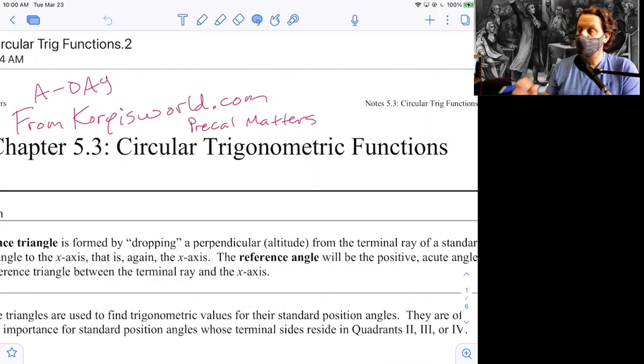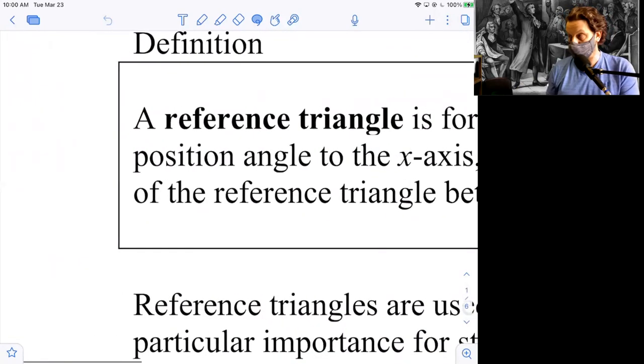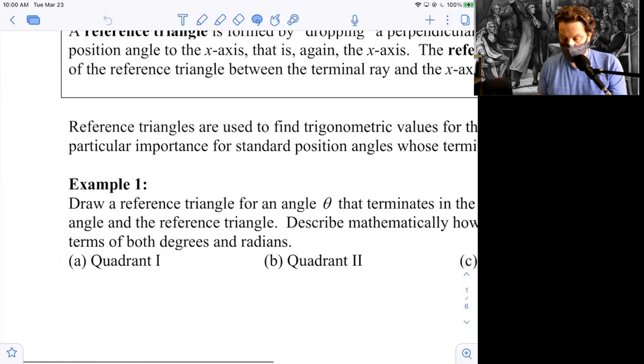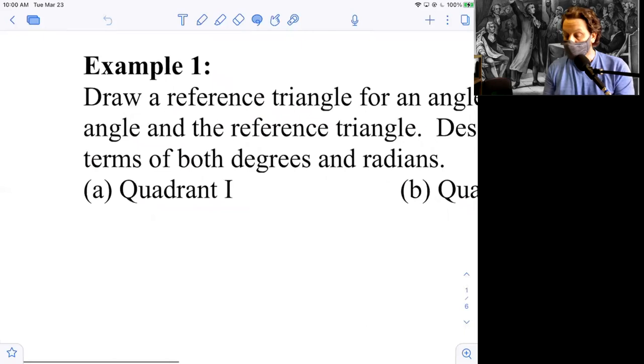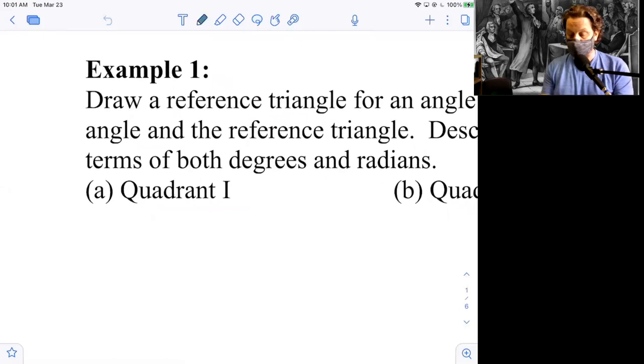We define an angle, we define a reference angle in standard position. We're now going to talk about a reference triangle. A reference triangle. So before we look at that, let's just come down to example 1, because I want to draw this for you first. Let's say that I have an x and y axis.